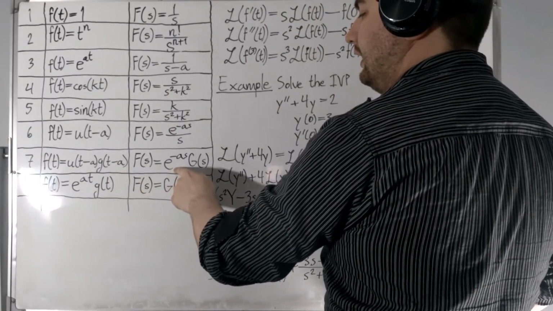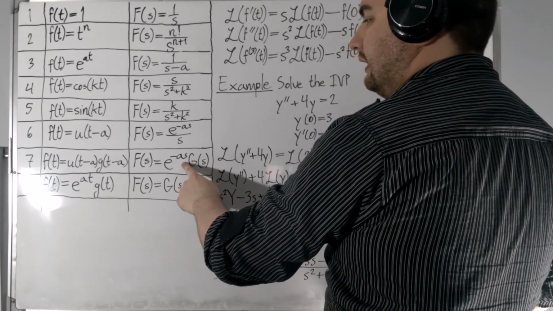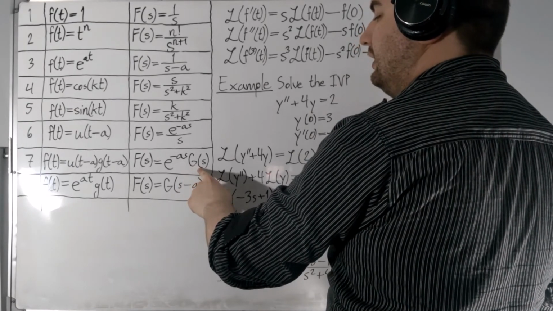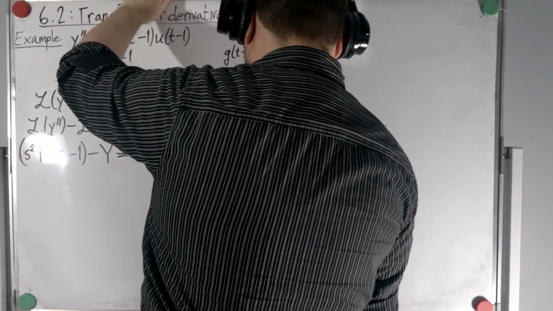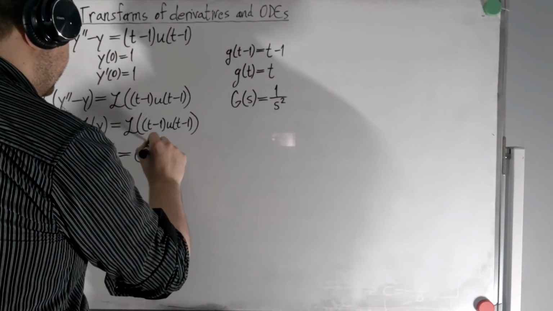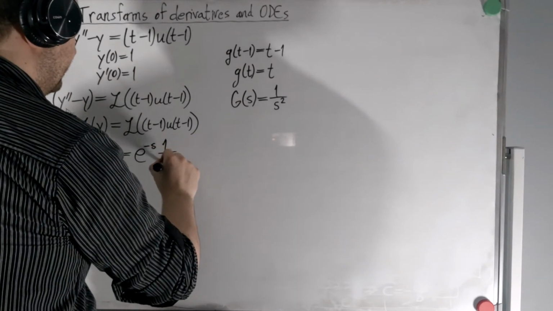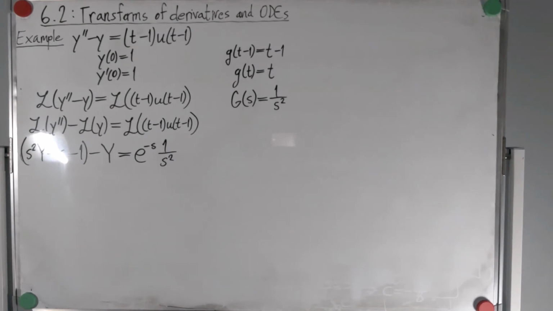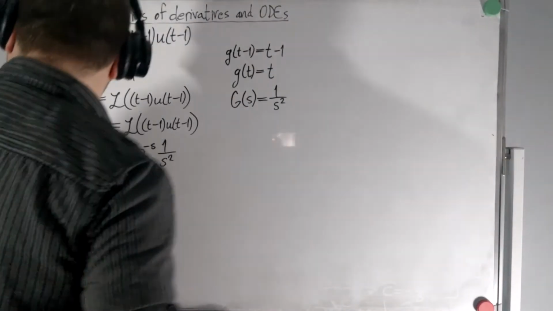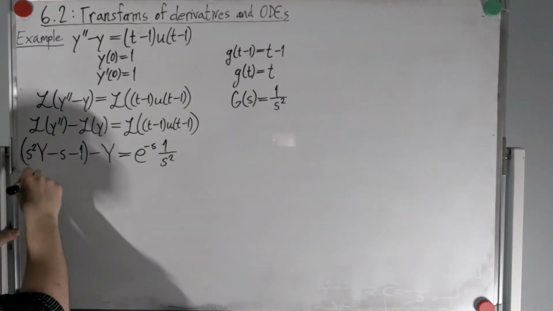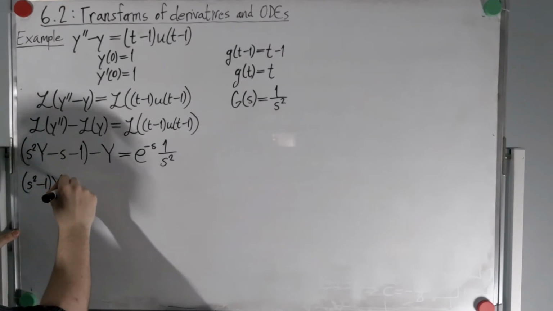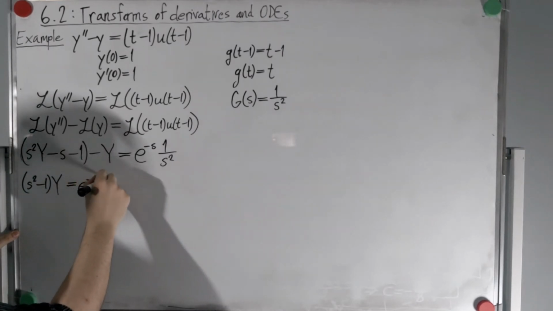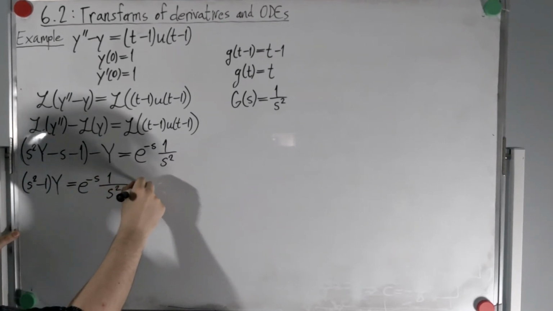Okay, so let's look at what rule 7 says we need to do with this. We need to have e to the negative s times capital G of s. So e to the negative s times 1 over s squared. Then this becomes (s squared minus 1) times Y equals e to the negative s times 1 over s squared, plus s plus 1.